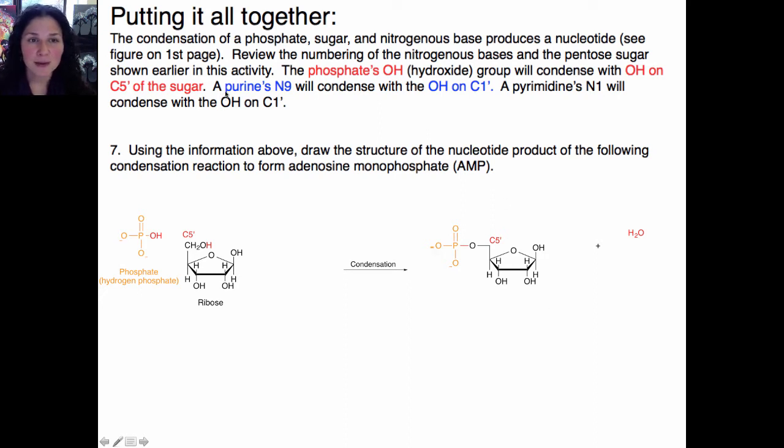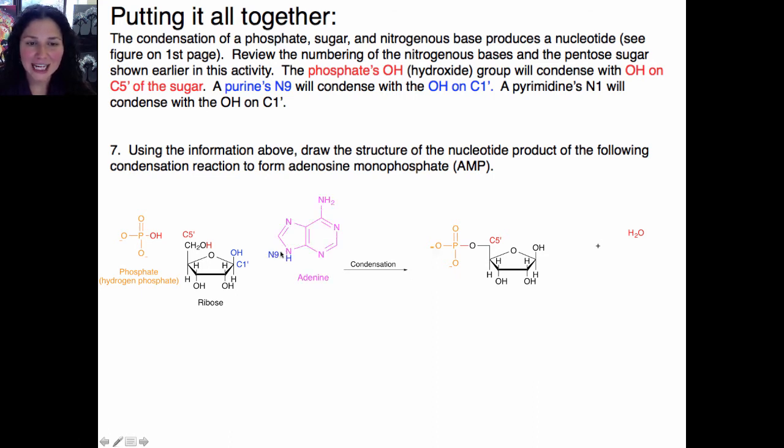The next part of the problem tells you that a purine's N9 will condense with the OH on C1. In number 7, they're asking you to draw the nucleotide with adenine, which is adenosine monophosphate. The condensation reaction happens between the alcohol group on C1. C1 is the anomeric carbon of the sugar. And it happens with N9 of adenine.